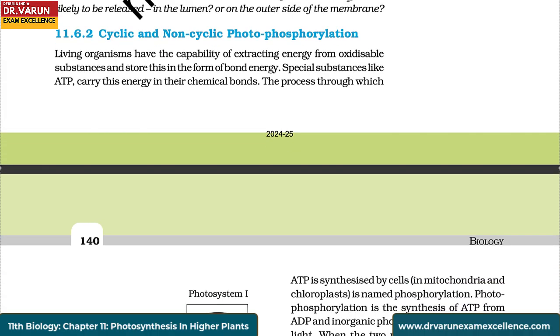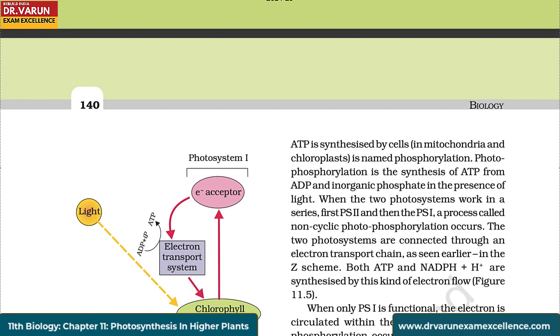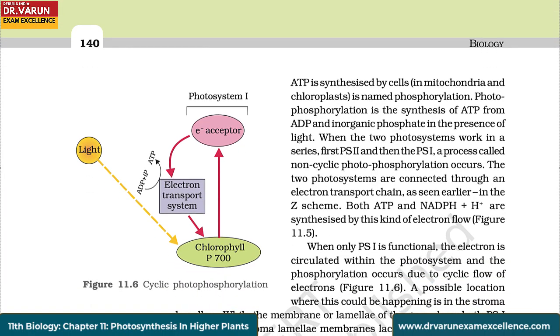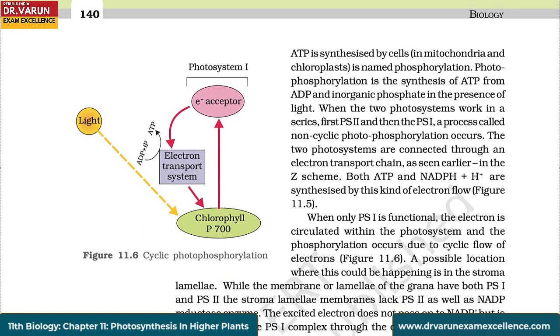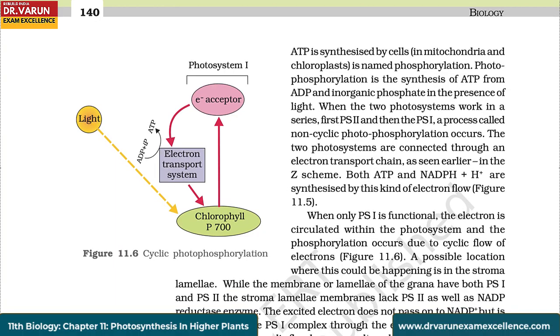Cyclic and non-cyclic photophosphorylation. Living organisms have the capability of extracting energy from oxidizable substances and storing this in the form of bond energy. Special substances like ATP carry this energy in their chemical bonds. The process through which ATP is synthesized by cells in the mitochondria and chloroplasts is named phosphorylation. Photophosphorylation is the synthesis of ATP from ADP and inorganic phosphate in the presence of light.